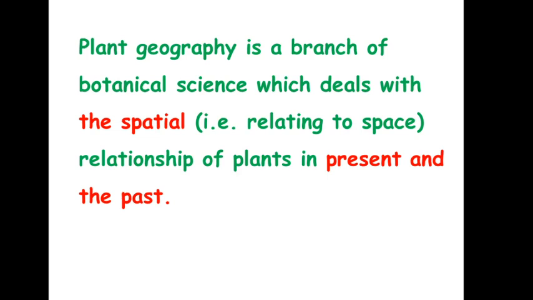So the definition, it's a very common definition of phytogeography or plant geography. Just have a look at this, that it is a branch of botanical science which deals with the spatial relationship of plants. Spatial relationship means relating to space, both in the present and in the past. So in a particular study area, or in a particular country, in a particular continent, in a particular state, in a mountain, etc., what are the plants which are growing there, what are the plants which are distributed there? This is known as spatial relationship of plants.